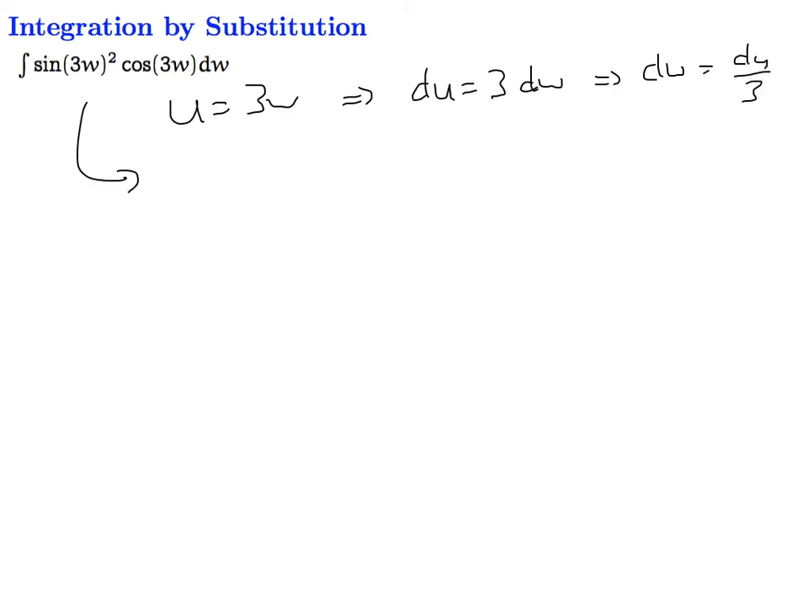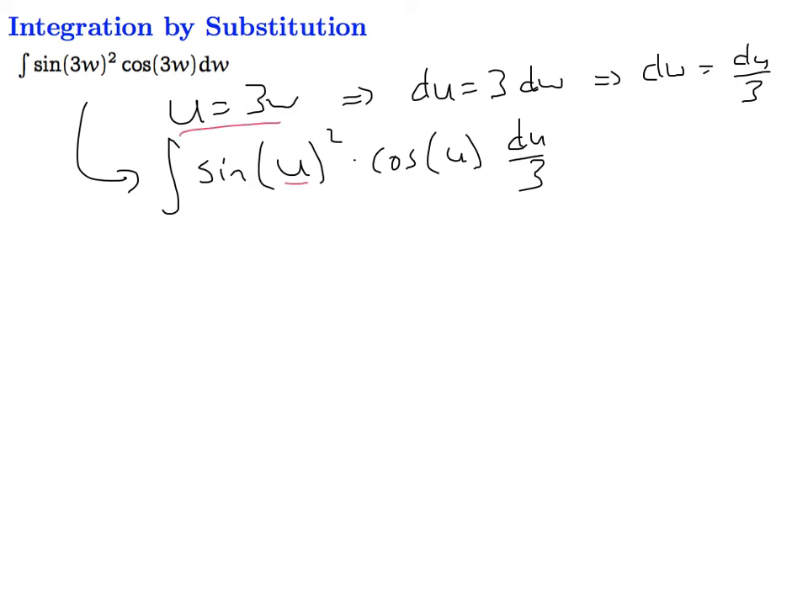So now what I can do is rewrite, and I'm going to have the integral of sine of u squared times cosine of u du over 3. So here I've just simply used my replacement. I've replaced everywhere where I saw 3w with u, and I replaced dw. The problem is this doesn't quite look like something I can compute yet. So maybe I should try to substitute something else, or maybe I should just start over.